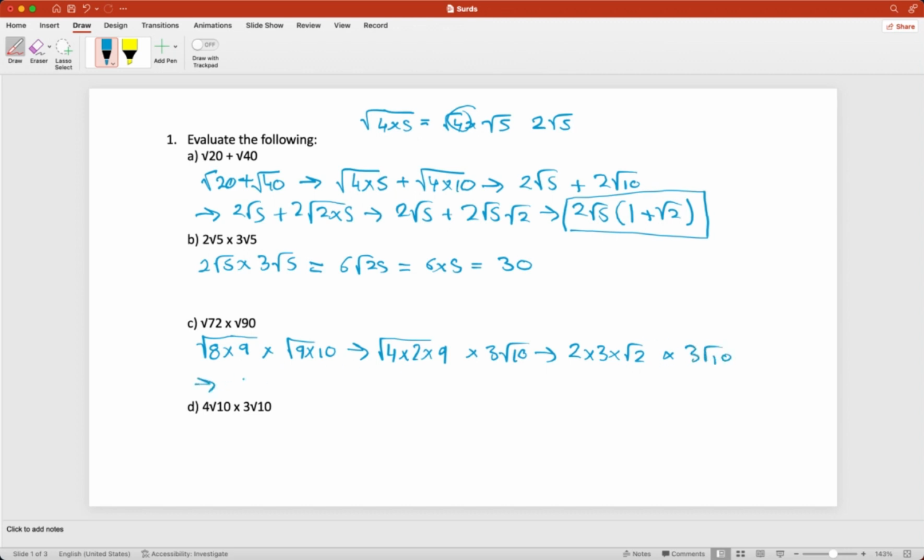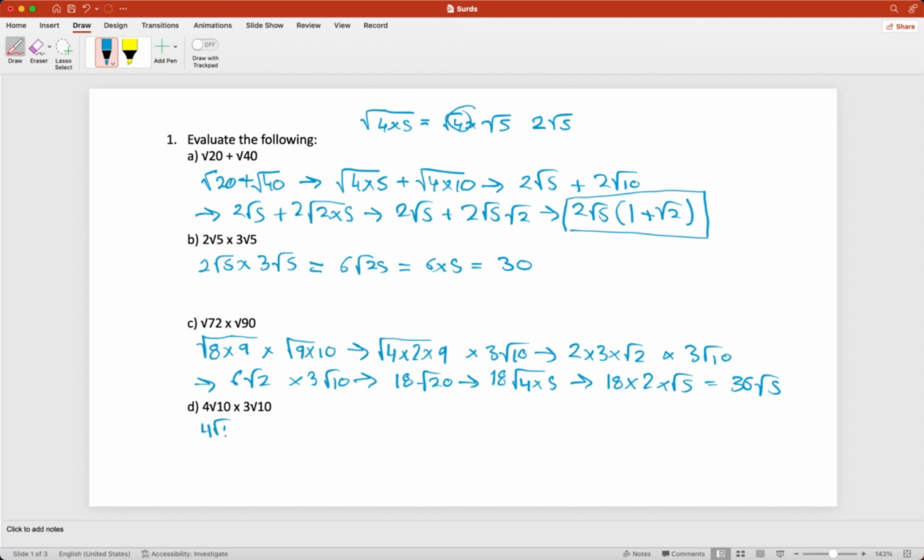This then becomes 6 square root 2 times 3 square root 10. And then from there, 18 square root 20. Then you can simplify even further. Yeah, I know this is a lot of steps, but there are many ways of doing it. I'm just breaking it down for you, so this might appear long, but for you it will be very quick. So 18 square root 20 becomes 18 square root 4 times 5, which then becomes 18 times 2 times square root 5, which is 36 square root 5.